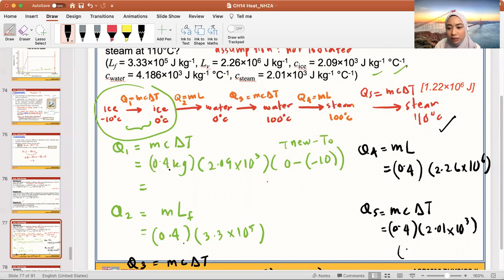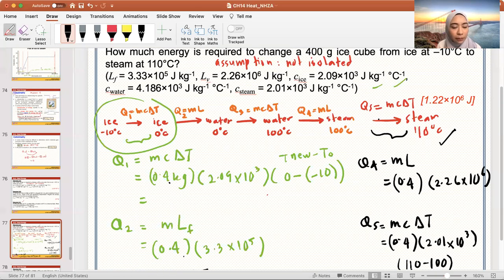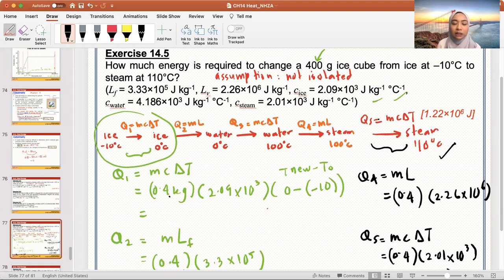What is our delta T? 110 minus 100, correct. We only look at this period because we are only talking about Q5. Now, how do I check back on my work when I'm done plugging in the numbers and using my calculator? How do I know that this diagram is correct? Are there any tips that we can follow?